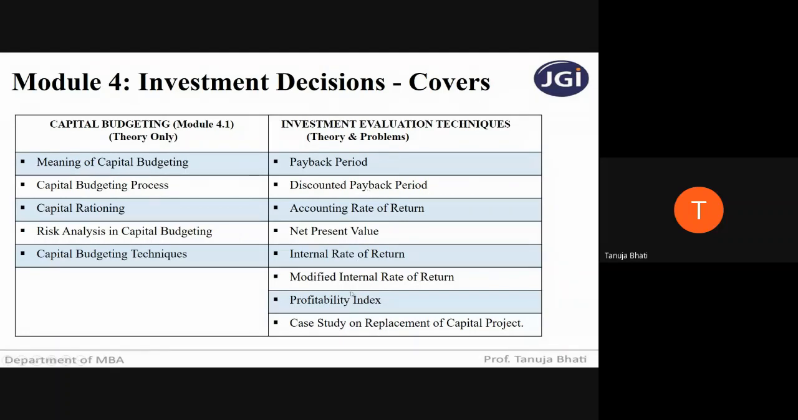And these all are nothing but techniques which are going to help us to evaluate a particular investment. So under that we have payback period, discounted payback period, accounting rate of return, net present value, internal rate of return, modified internal rate of return, profitability index, and we have case study on replacement of capital project. So in short, what we have to study in this particular module is all the capital budgeting techniques, which is going to help us in finding out which is the best investment suitable for any particular business unit.